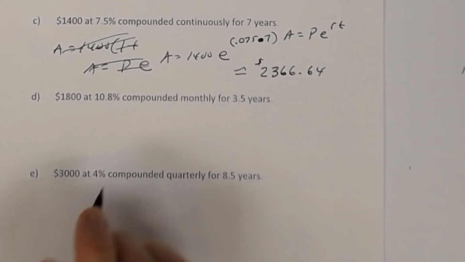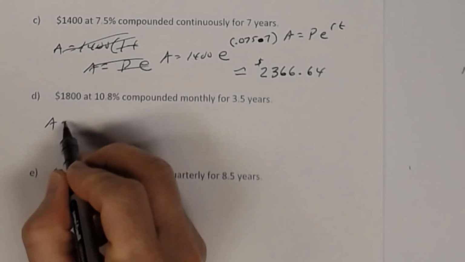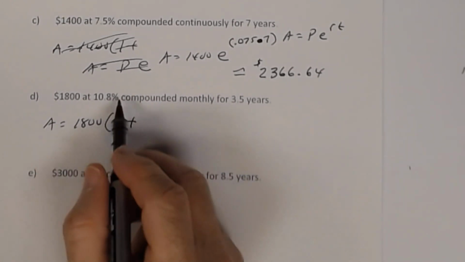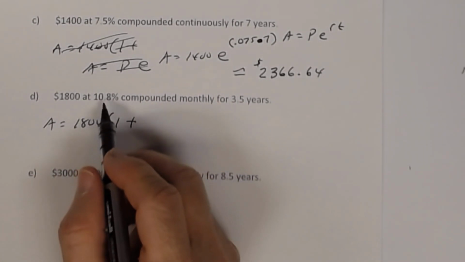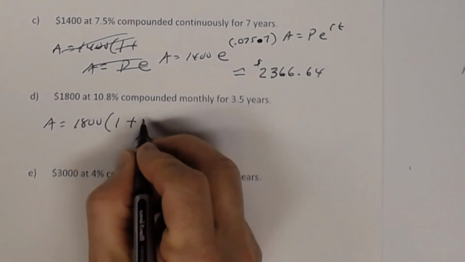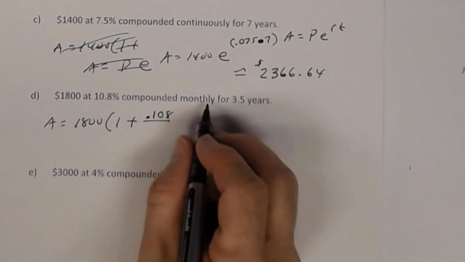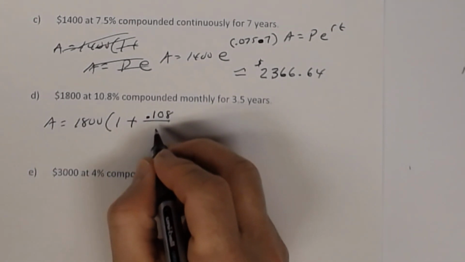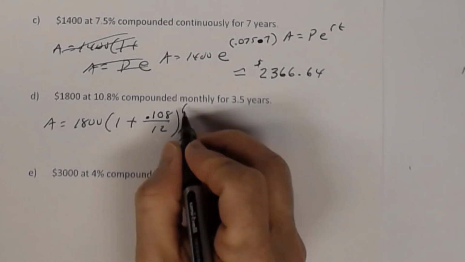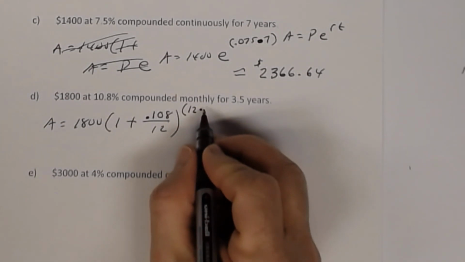All right. Letter D. Okay, this time you're talking about this monthly now. So that's that other formula. So you're going to say A equals P, which is 1,800, times 1 plus the rate. So remember, you got to change the percent to a decimal. So when you move it 2 places to the left, that becomes 0.108, divided by n. Remember, n is the number of times being compounded per year, so that's monthly, so that's 12. Raised to parentheses, nt. So this 12 becomes this 12 right here. N times t, and t is 3.5.